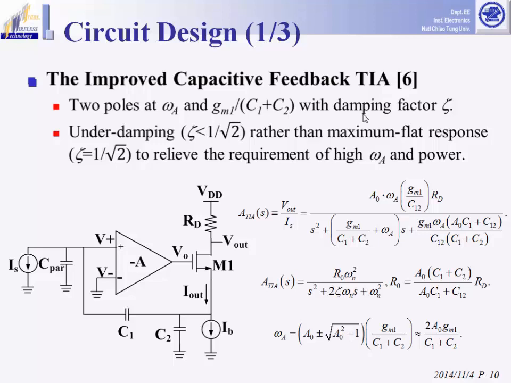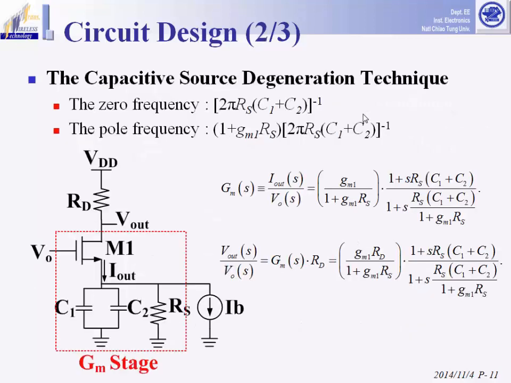Since the overall system is going to oscillate eventually, it's not necessary to eliminate all the effect through maximum flat response, but can somewhat be tolerant. And this figure is the second stage of the TIA circuit in the previous slide and illustrates the capacitive source degeneration technique. Since the bias current IB was not ideal, it could be replaced by resistance RS in parallel with an ideal current. The GM transfer function shows an inductive characteristic.